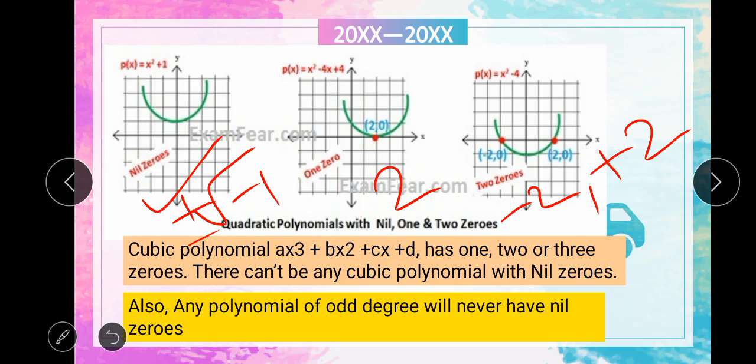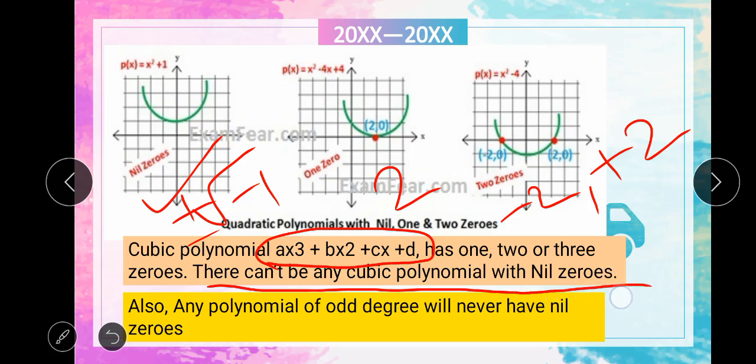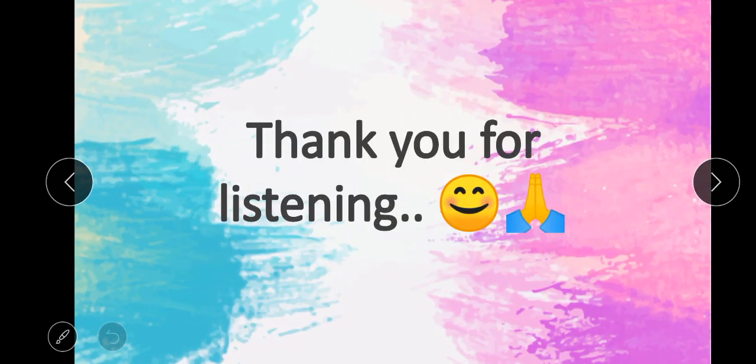Now if we consider a standard cubic polynomial ax cube plus bx square plus cx plus d, it has 1, 2 or 3 zeros. But there is a question: why 1, 2 or 3? Why not 0, 1, 2, 3? So always remember that there can't be any cubic polynomial with nil zeros. It means any polynomial of odd degree will never have nil zeros. Thank you for listening. The next part will arrive soon.